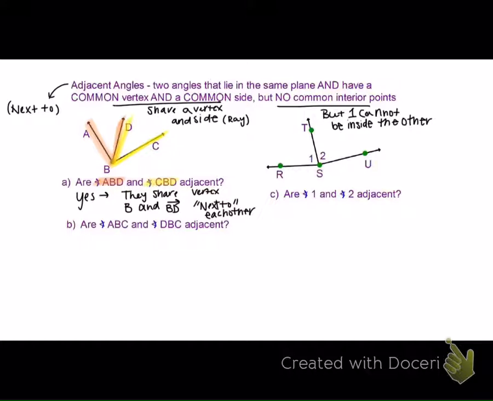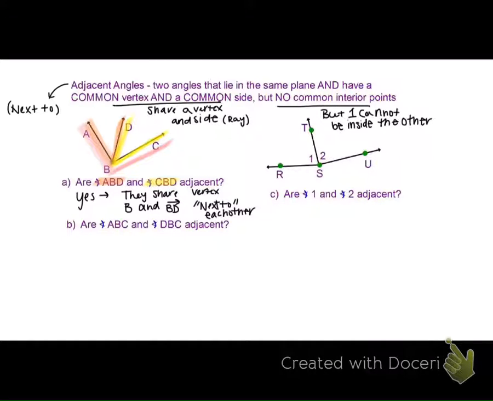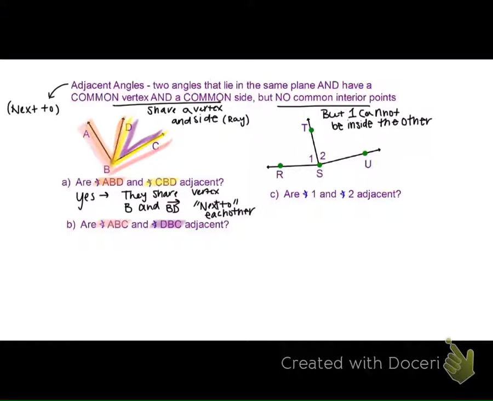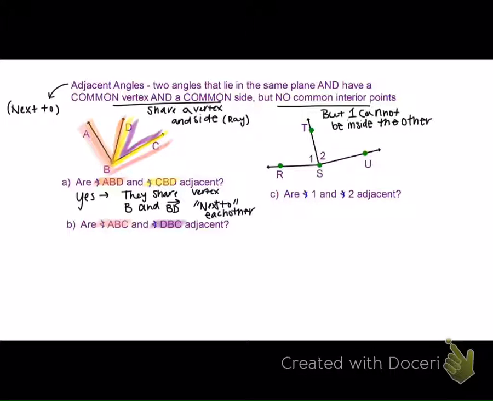Okay, how about ABC and DBC? Are those two adjacent angles, Ayana? So it's the pink, ABC, and the purple, DBC. Are those two adjacent?